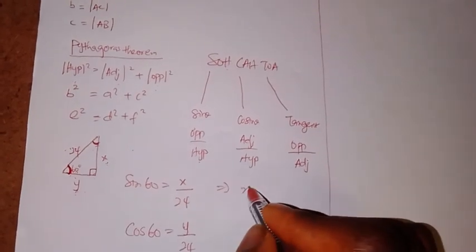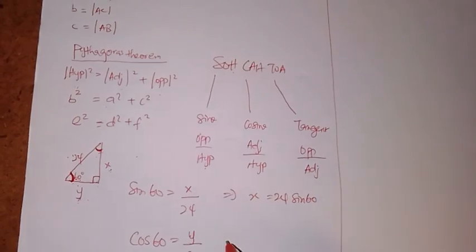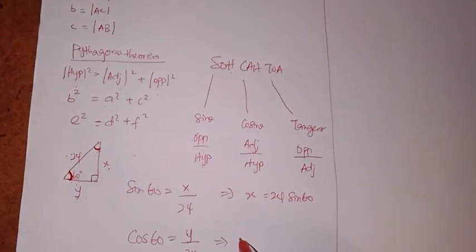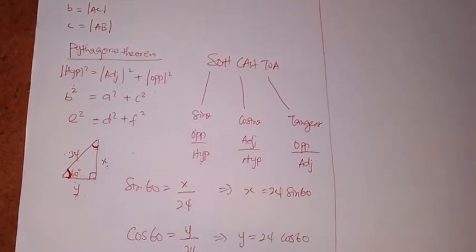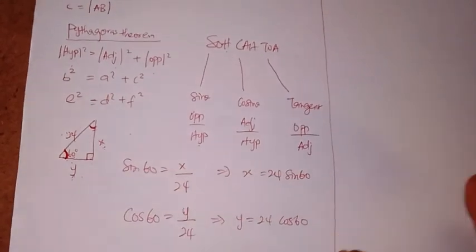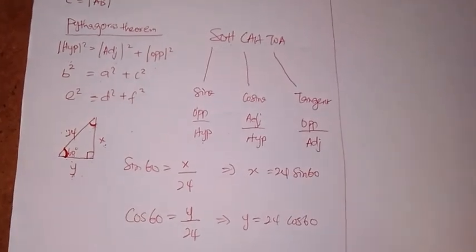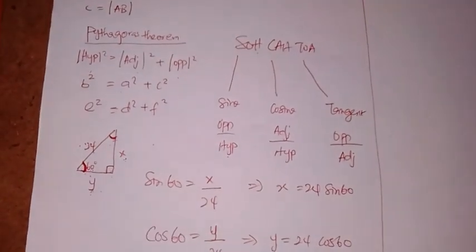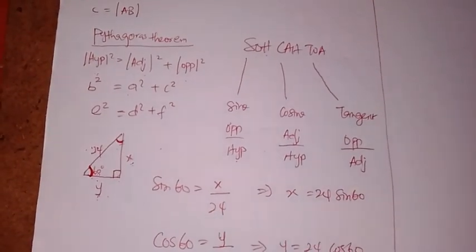So this is why I'm going to have my x equals 24 sine 60, and my y equals 24 cos 60. Then when you solve, you get your answer by punching it into your calculator. So that's basically how to use your Pythagoras theorem and your SOHCAHTOA.